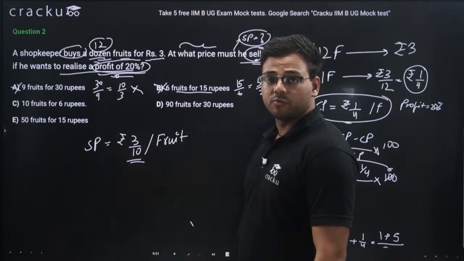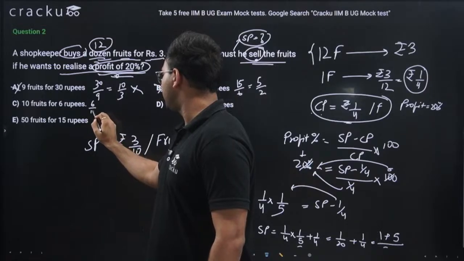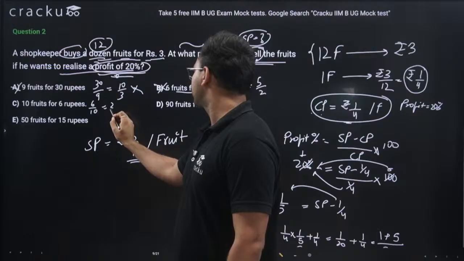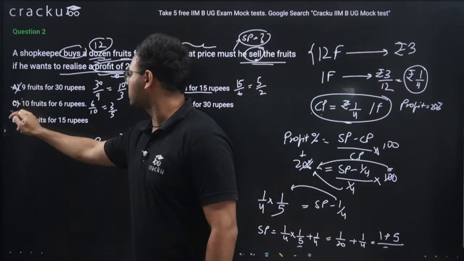Option C is saying 10 fruits for 6 rupees. So each fruit will be 6 by 10, or we can say 3 by 5. Again, we need 3 by 10. This is 3 by 5. So this won't be the correct answer.